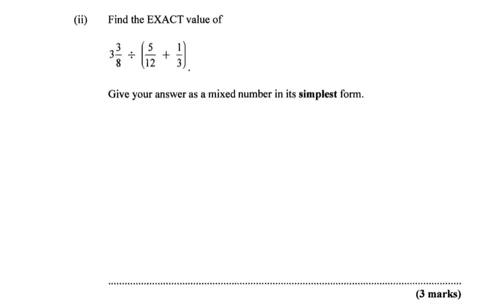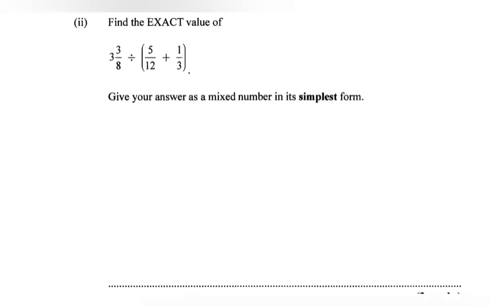Question 1AI2, and it says that we should find the exact value of 3 3/8 divided by 5 over 12 plus 1 over 3. The first thing that we're going to do, we're going to work the bracket section first. So we're going to find our LCM for 12 and 3.